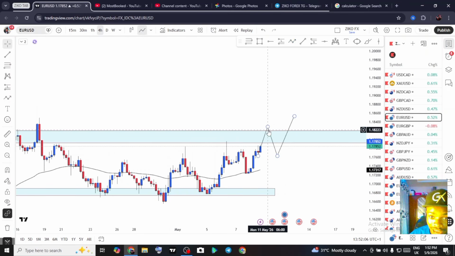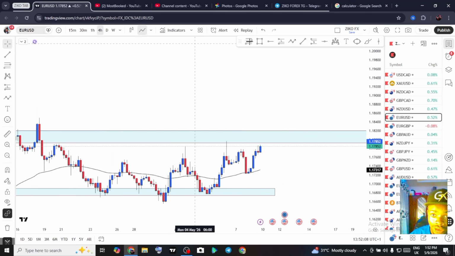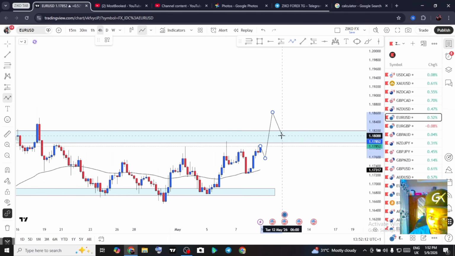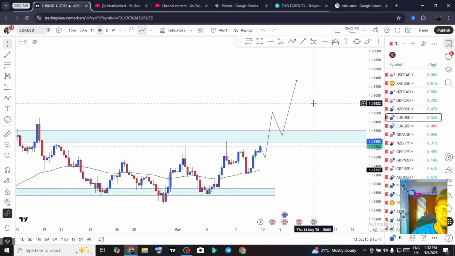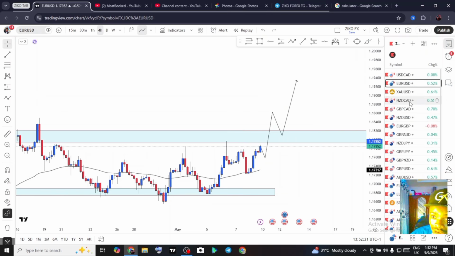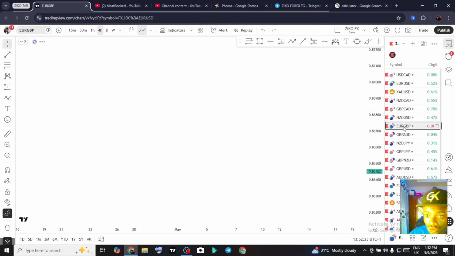So now we just need price to clearly be above this area instead. This is a much cleaner market structure. I need this to happen for me to be interested in buys on Euro USD next week. So that is that for Euro USD. I'll be adding it for this week. I've added USD CAD already. So, Euro GBP.